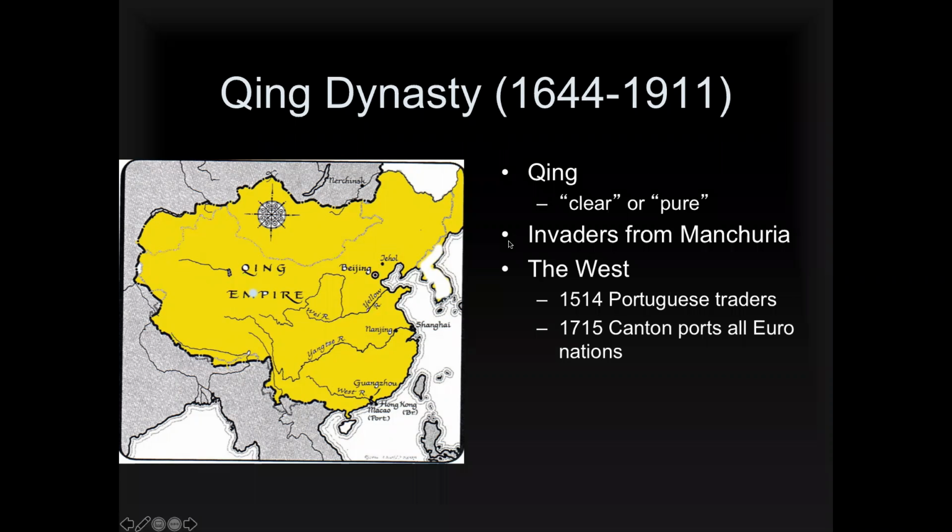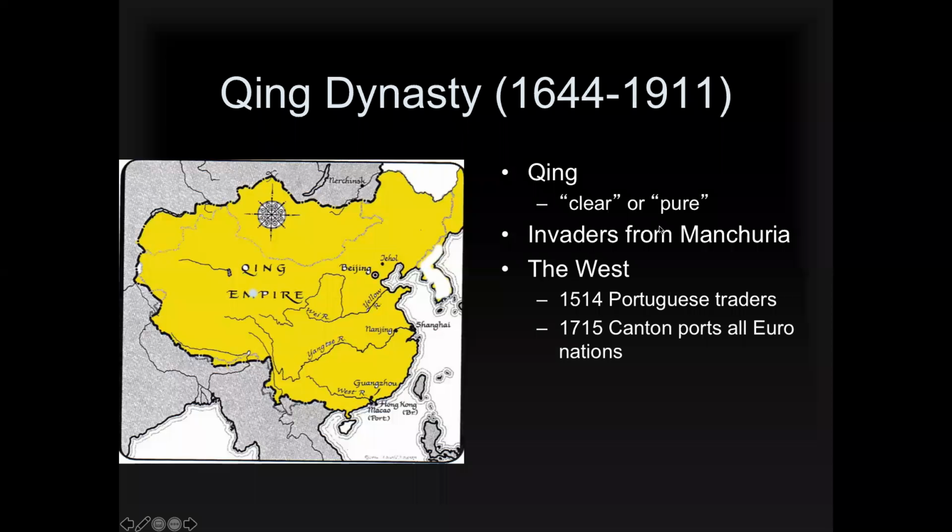And the rulers were actually considered to be a different ethnicity than most Chinese people, so from Manchuria. And Manchurians today still consider themselves to be a separate ethnicity than other Chinese people.